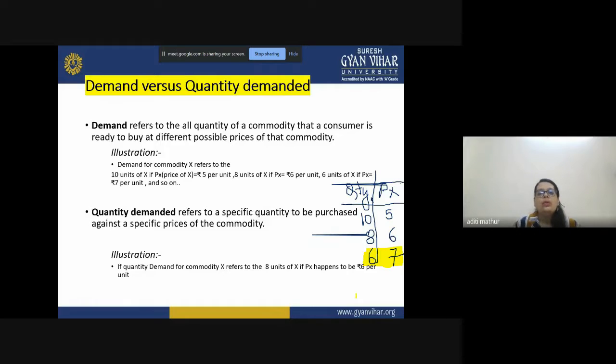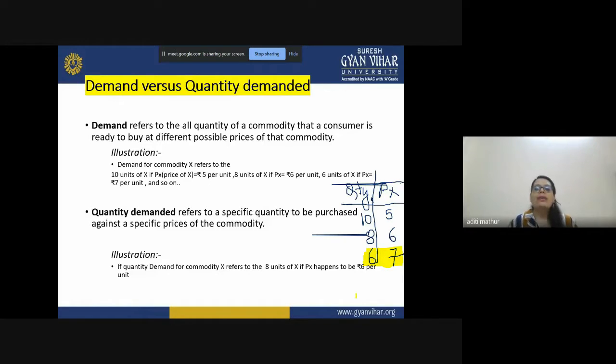But when I tell you all the quantities which I'm ready to buy at different price levels, that means at the level of 6, 5, and 7, this all together is known as demand. So I can say with ease that demand is a broad concept in comparison to quantity demanded, because quantity demanded refers to the specific quantity at a specific price, but demand refers to all the quantities which a customer can buy at different price levels, right?